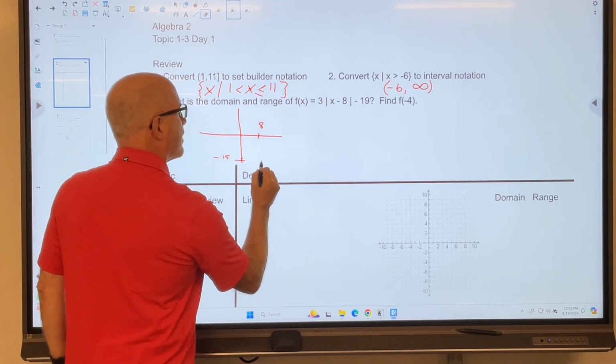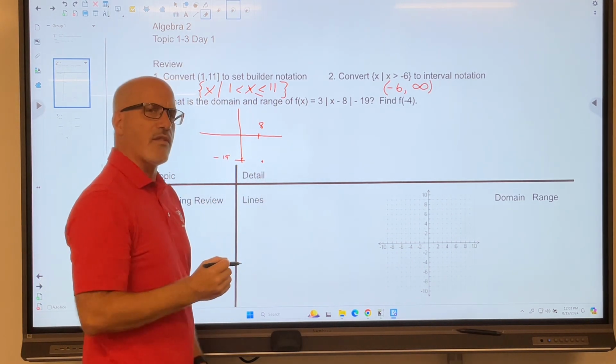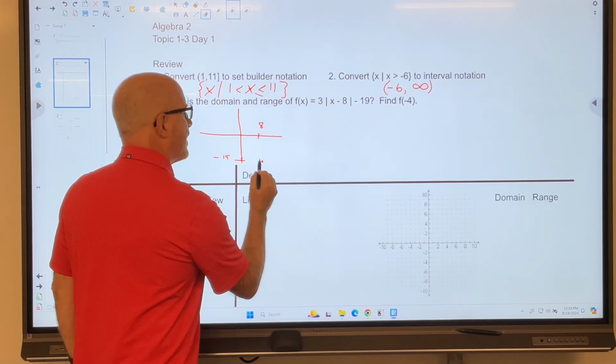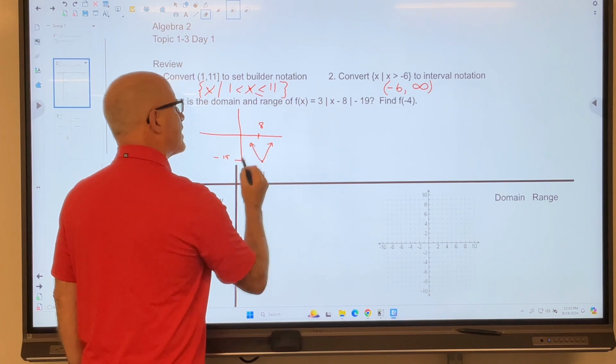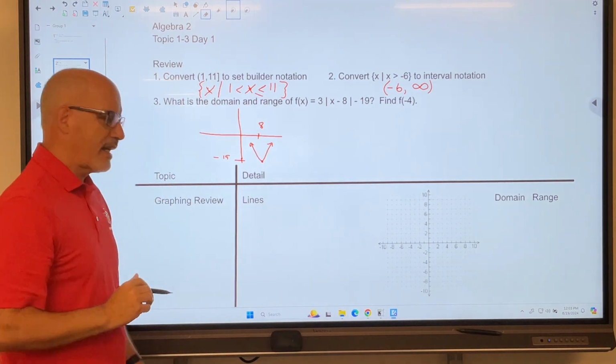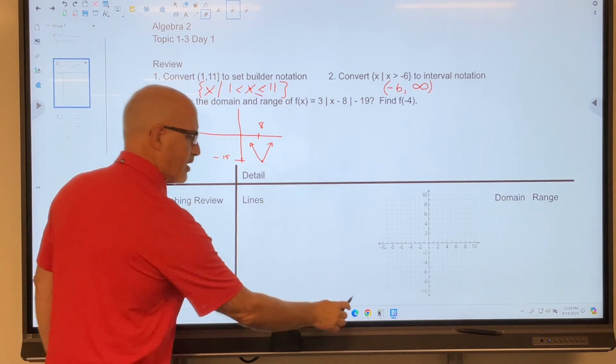So you're going to start at +8 out here and down to -19, and I'm going to put the vertex of my V, and then it's going to stretch up and go up fast. This is just a quick sketch of what that graph would look like. Now let's look at the graphing calculator to confirm.